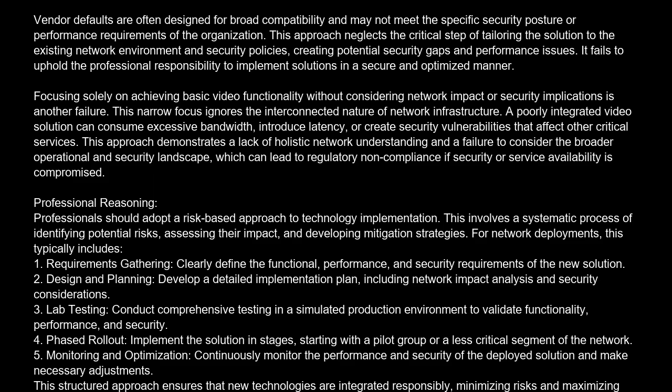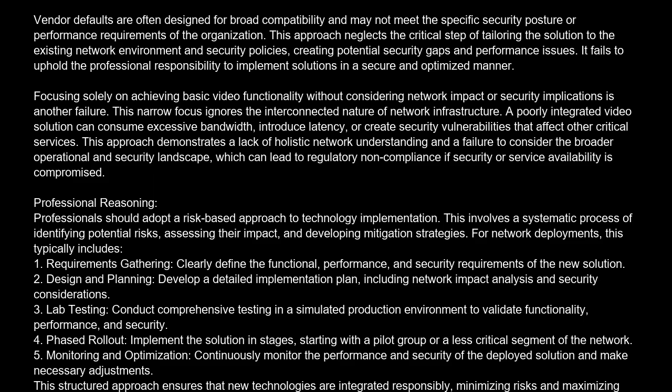Focusing solely on achieving basic video functionality without considering network impact or security implications is another failure. This narrow focus ignores the interconnected nature of network infrastructure. A poorly integrated video solution can consume excessive bandwidth, introduce latency, or create security vulnerabilities that affect other critical services. This approach demonstrates a lack of holistic network understanding and a failure to consider the broader operational and security landscape, which can lead to regulatory noncompliance if security or service availability is compromised.